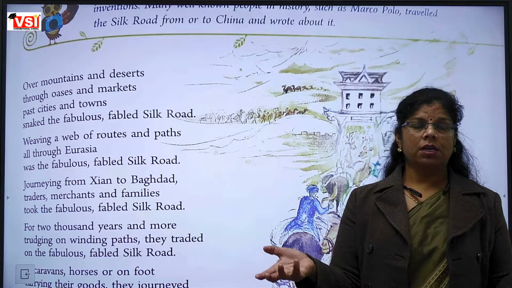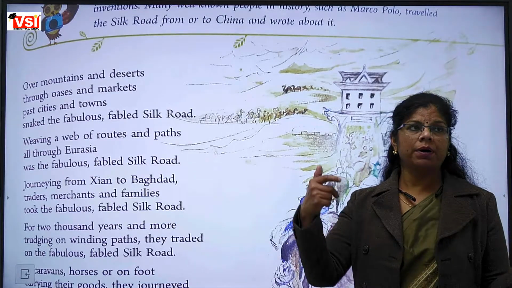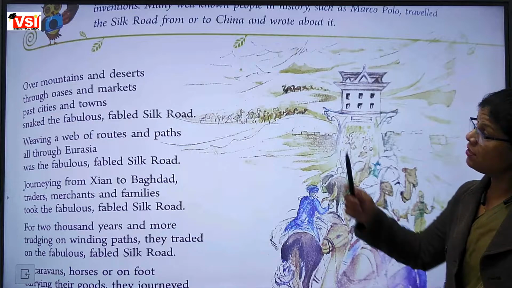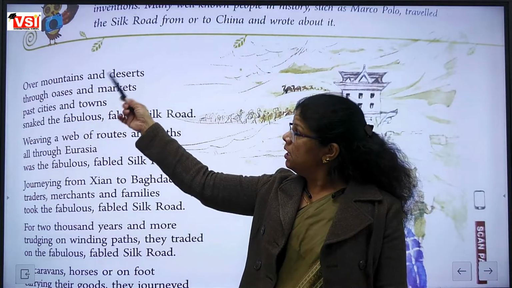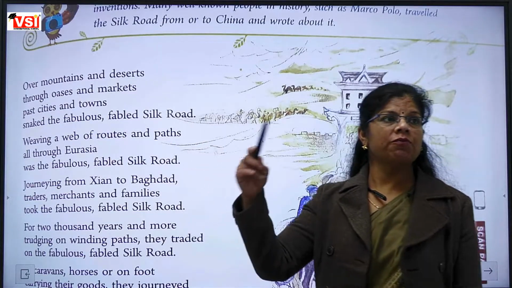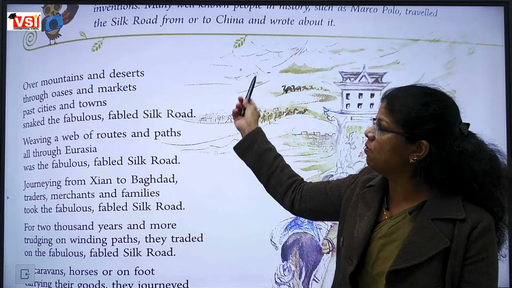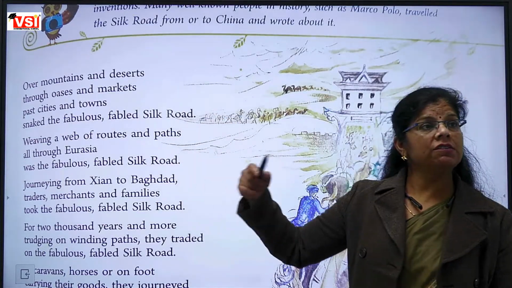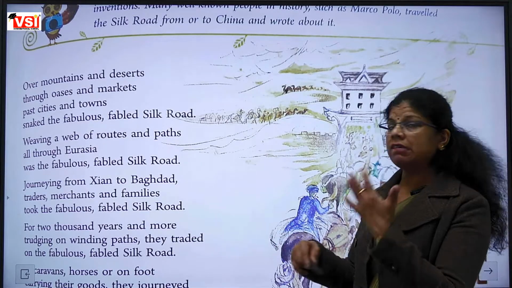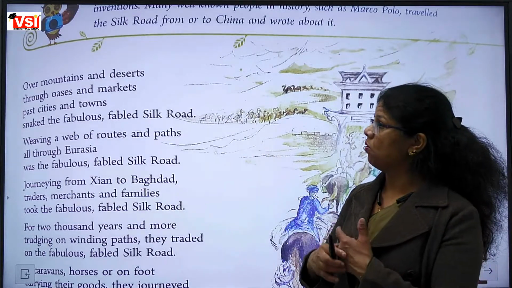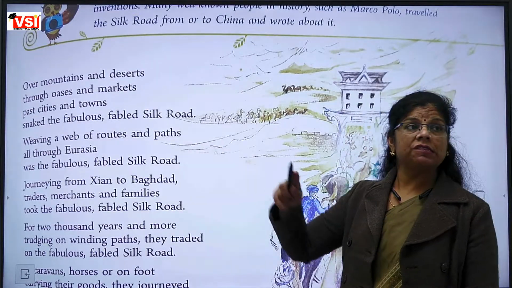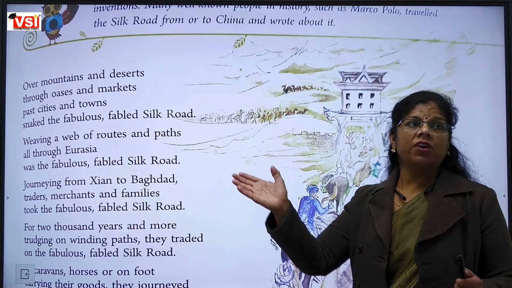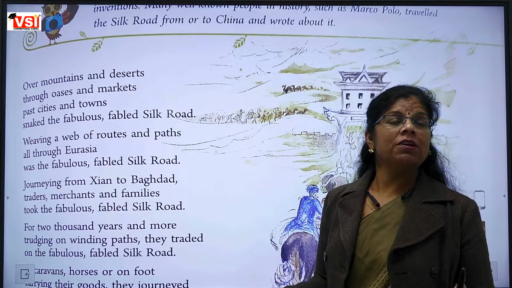Landscapes is called कि कहीं पर mountains आएंगे, कहीं पर rivers आएंगी, कहीं पर plains आएंगे, so different kinds of landscape it was covering. In the first paragraph it is told that it goes on from mountains, deserts, oases, markets and cities also. So it covers each and every landscape. This road is so long. And they are saying that this is not straight, this is snaked. Snaked is called zigzag, not a straight road.